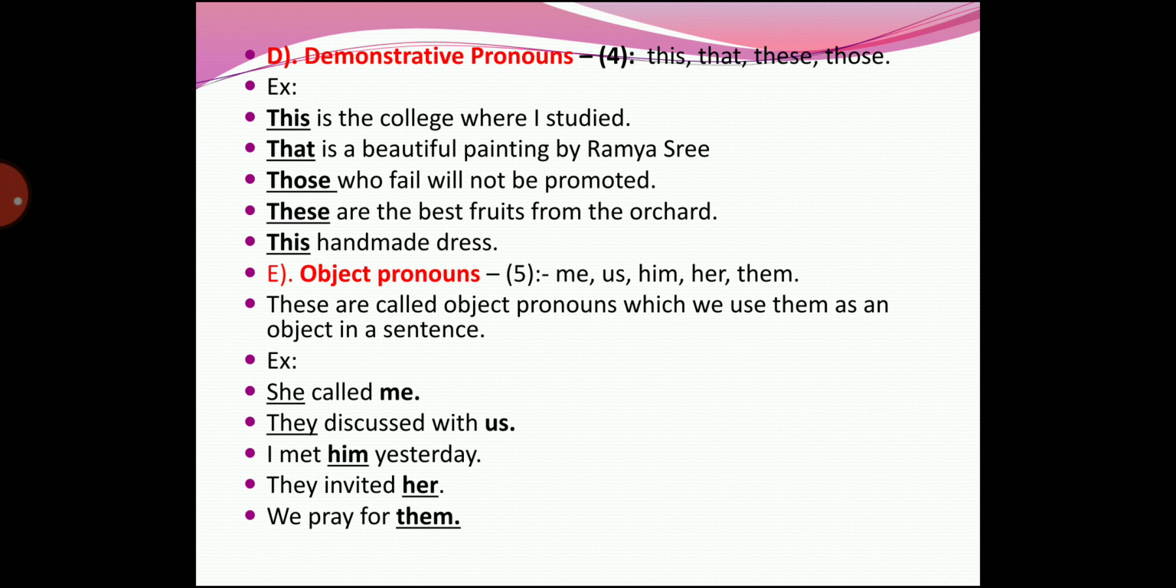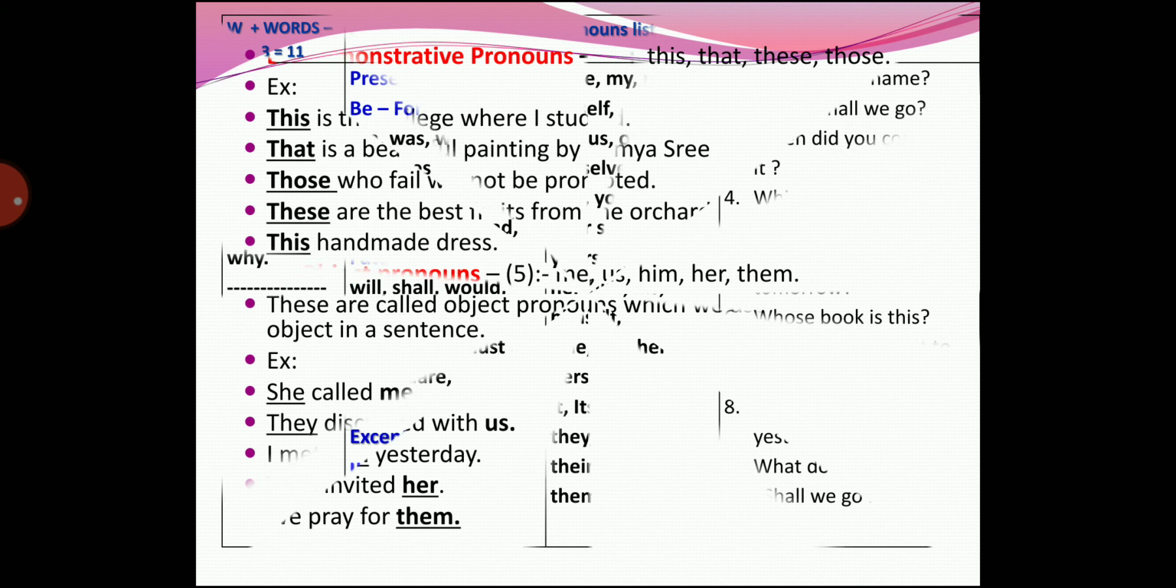Objective pronouns: me, us, him, her, them. These are also called objective pronouns, which we use as an objective in a sentence. They can be used at the end of the sentence as an objective. She called me. We cannot say she called I. So I cannot be used as an objective pronoun; I can be used as a subject. In such a way, she called me. Okay. So I met him yesterday, like this.